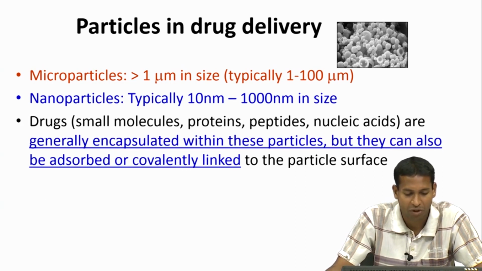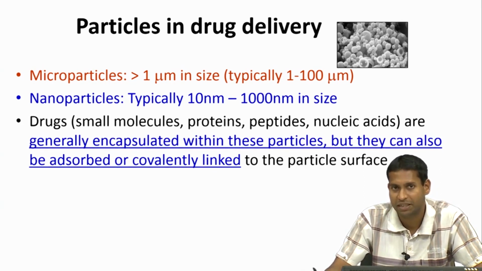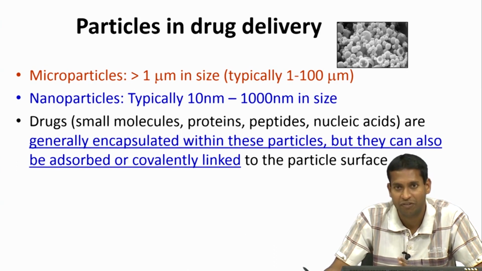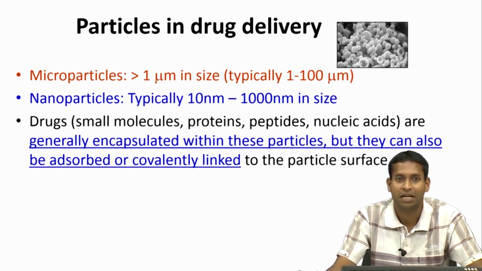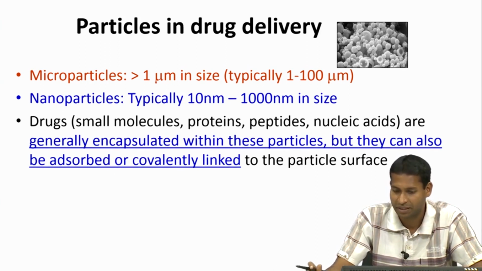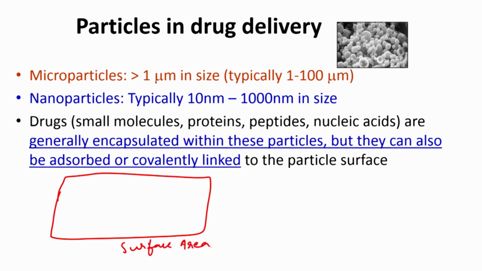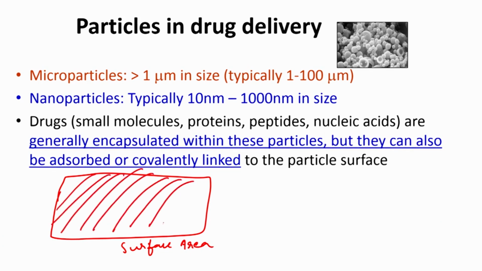The drugs are typically small molecules, these could be proteins which are fairly large, nucleic acids, peptides, could be any kind of drug, essentially enzymes. They are typically encapsulated in these particles, but one thing you will find different here compared to your matrices is they can also be adsorbed or covalently linked to the surface. Because earlier you had a macro device that had a certain surface area, which was fairly low when you compare the amount that can be added in this large bulk volume versus something on the surface.